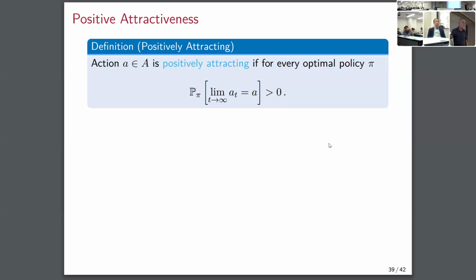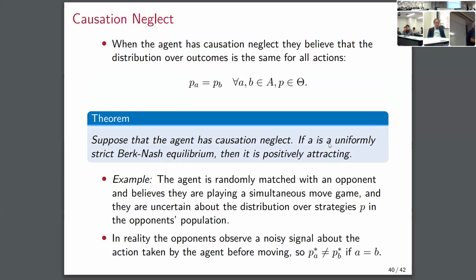What is causation neglect? It's something that's talked about a lot in the behavioral literature. Suppose the agent thinks that the distribution of consequences is the same for all actions: P_A equals P equals P_B for all A and B, and all P in the set capital Sigma. If the agent has causation neglect, and A is a uniformly strict Berk-Nash equilibrium, it's positively attracting. Not only do we get there with high probability starting near it, we can get there from any prior.